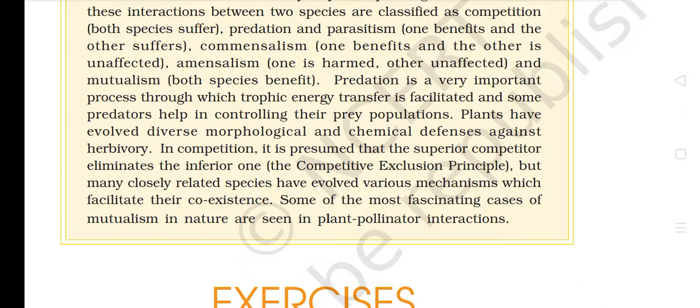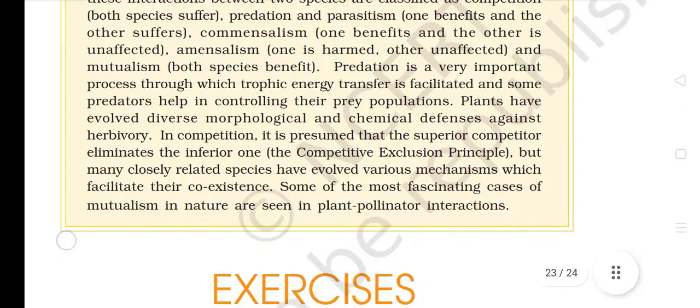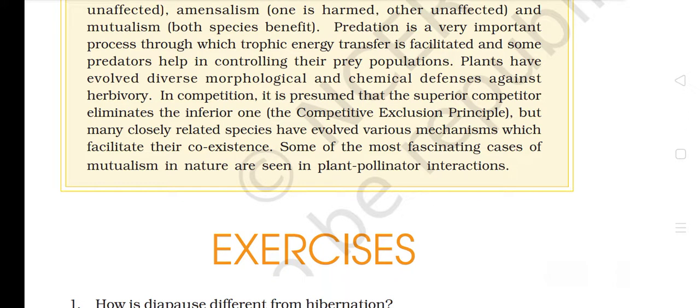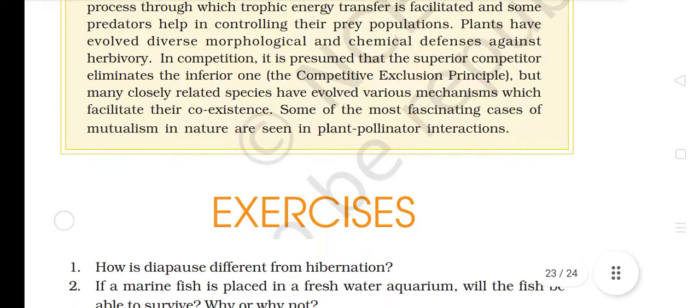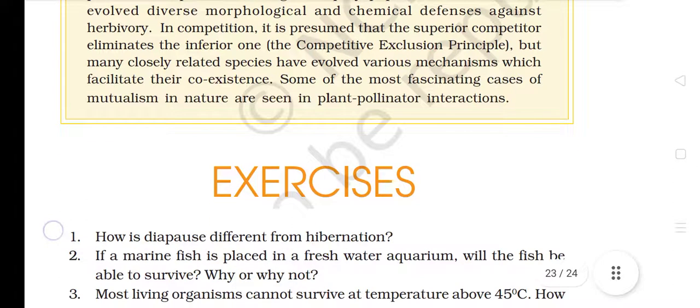Predation is a very important process, through which trophic energy transfer is facilitated, and some predators help in controlling their prey populations. Plants have evolved diverse morphological and chemical defenses against herbivores. In competition, it is presumed that the superior competitor eliminates the inferior one, the competitive exclusion principle, but many closely related species have evolved various mechanisms which facilitate their coexistence. Some of the most fascinating cases of mutualism in nature are seen in plant-pollinator interactions.